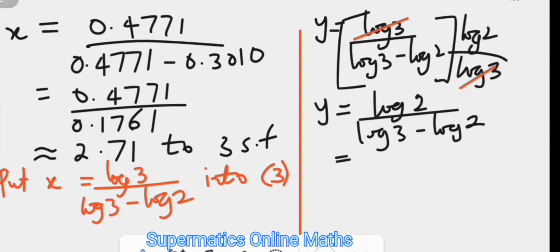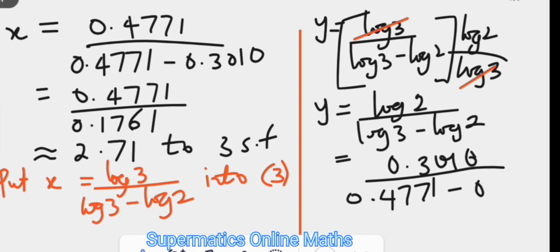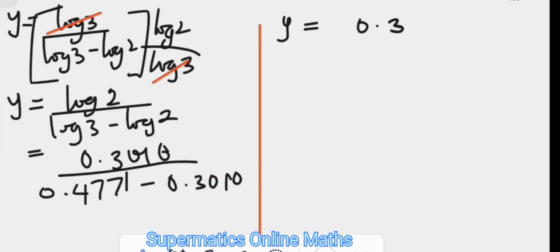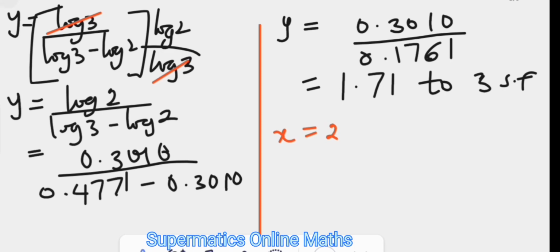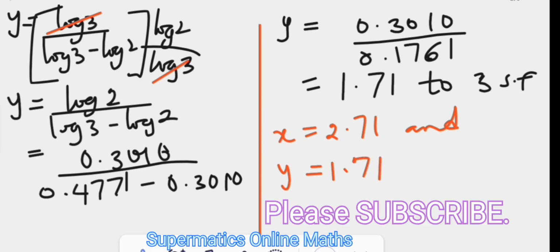And that, putting the values in, will give us 0.3010 over 0.4771 minus 0.3010. Y is going to be 0.3010 over 0.1761, which is approximately 1.71 to 3 significant figures. Therefore, the solutions will be x equals 2.71 and y is 1.71.